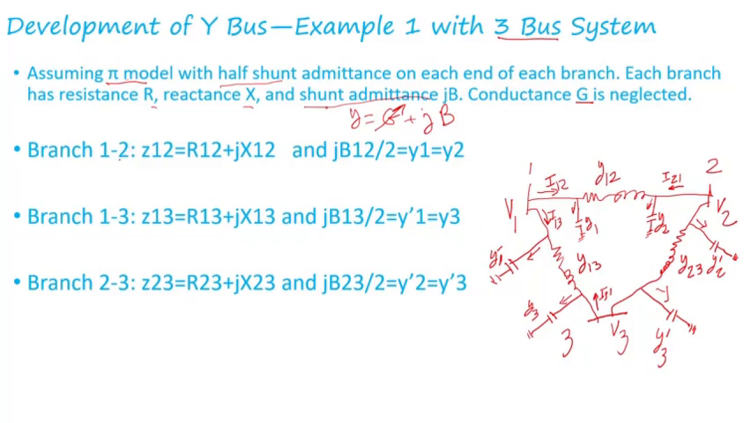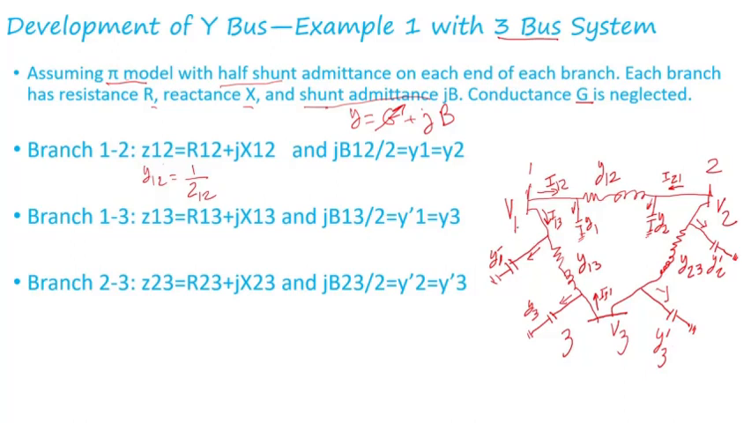Branch 1, 2 is the line between bus 1 and 2, as you see on this sketch to the right. It has an impedance Z1,2, with a resistance and a reactance, and a shunt admittance, half of which I'm calling Y1 and Y2. The series admittance Y1,2 is the inverse, 1 over Z1,2. Half of the shunt admittance I called Y1 and half I called Y2.